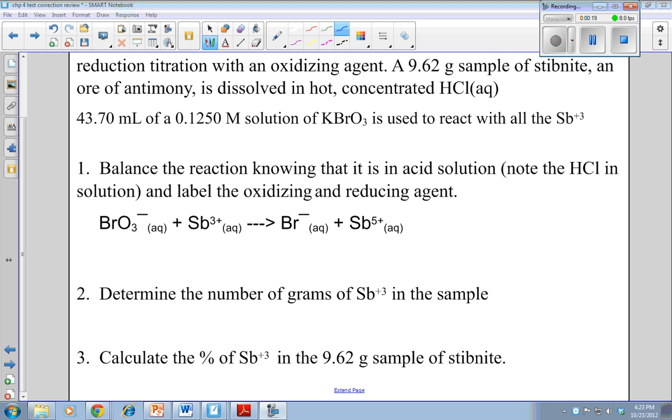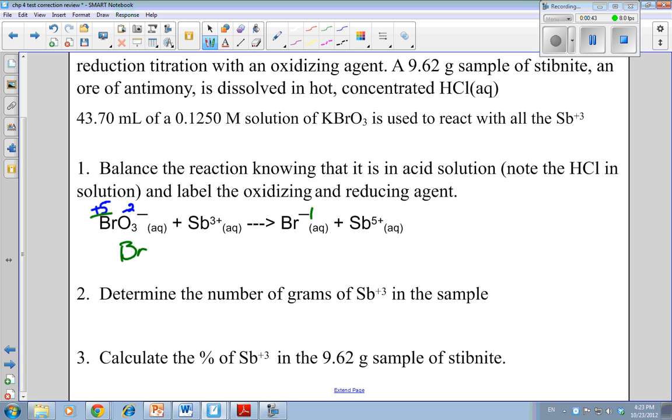I know that oxygen is a -2. A -2 times 3 is a -6. Bromate equals a -1, which makes Br have to be a +5. What's nice is everything else already has its oxidation states listed. So then I'm just going to take a look and see who changed. I noticed that Br went from a +5 to a -1. So I'm going to write that down.